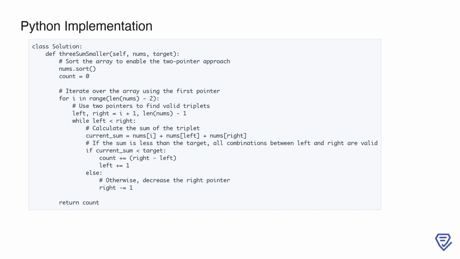If this sum is strictly less than target, all combinations between left and right are valid since the array is sorted. The count of such triplets is incremented by right - left, and left is moved forward. If the sum is greater than or equal to target, the right pointer is decremented to attempt a smaller sum. The algorithm continues until the two pointers meet, ensuring all valid triplets are counted.